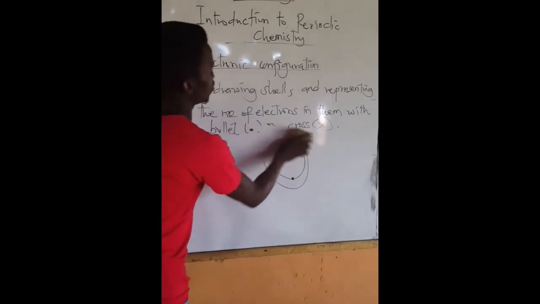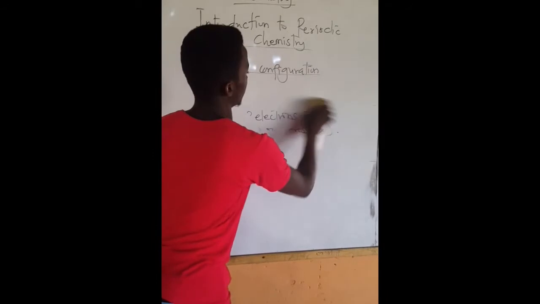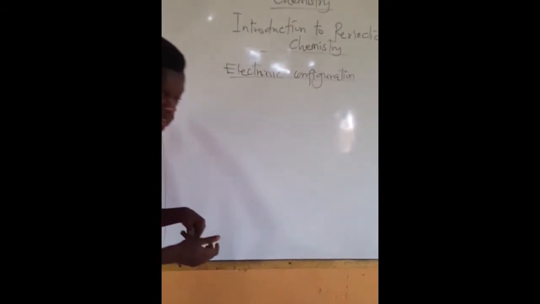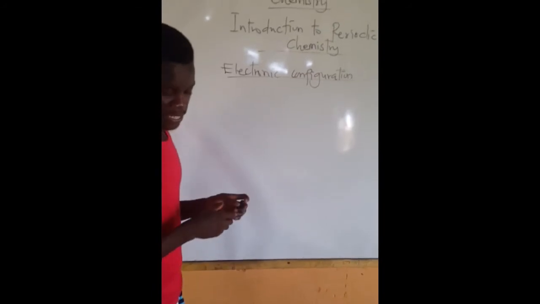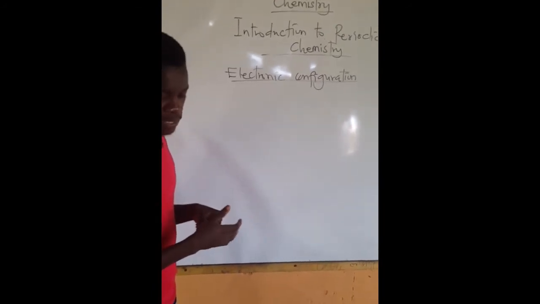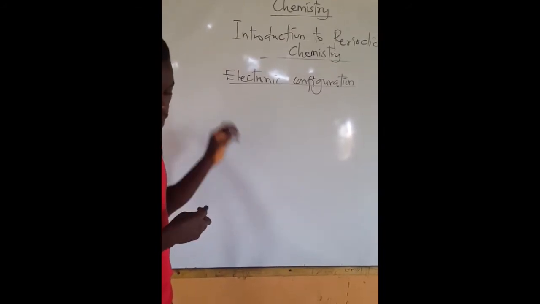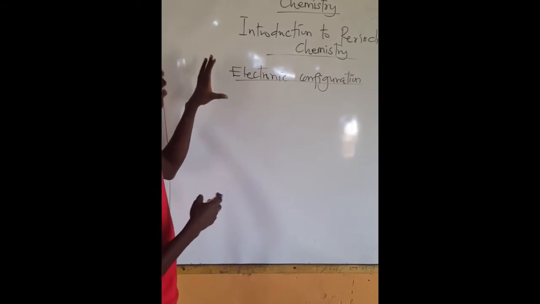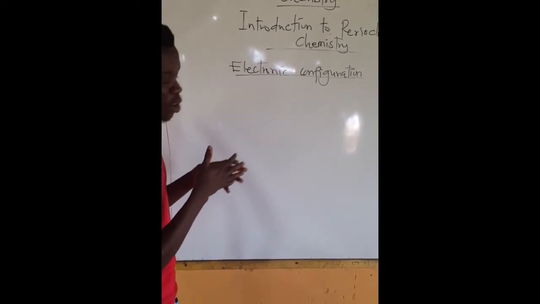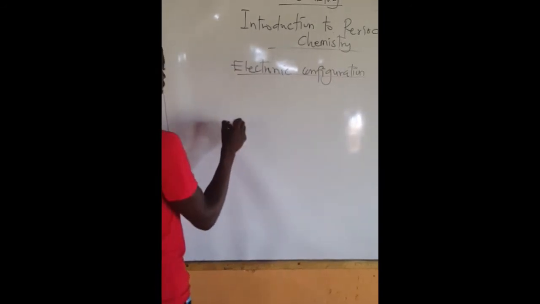Okay, now let's move on to the second arrangement. For the second arrangement, we write the number of electrons against the shells and separate them by a comma. So let's take examples under that.